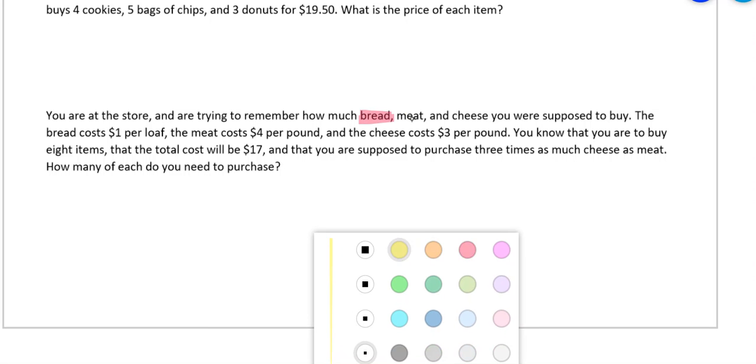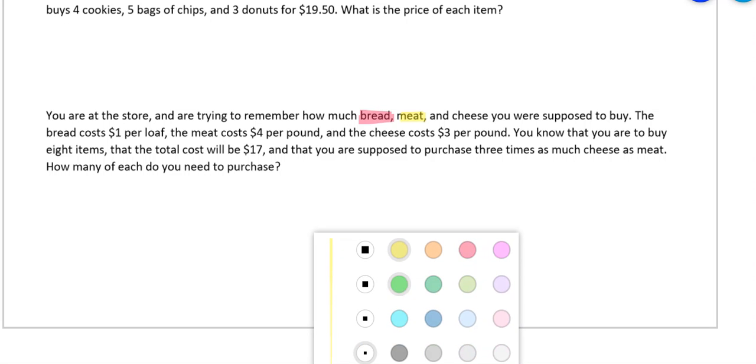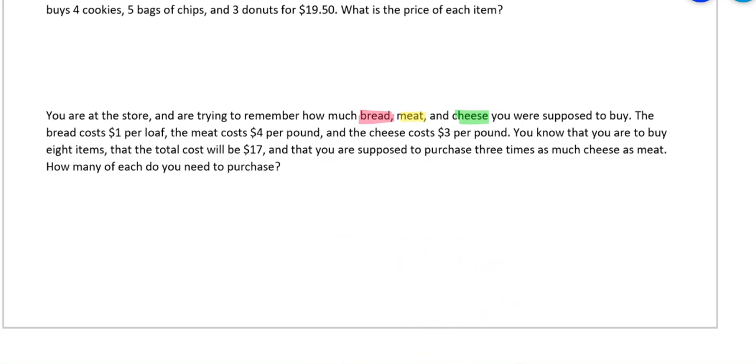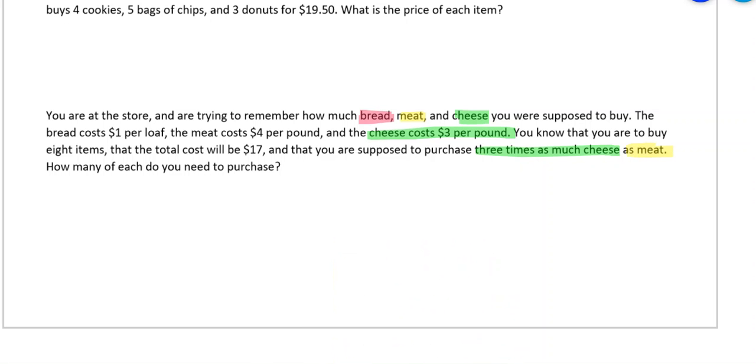Meat, and then cheese here. Then based on the problem, it says bread costs $1 per loaf, meat costs $4 per pound, and cheese costs $3 per pound. Cool. And then you know you need to buy 8 items. Cool. Total's going to be $17, and suppose you're going to buy 3 times as much cheese as meat. Ooh, that's important.